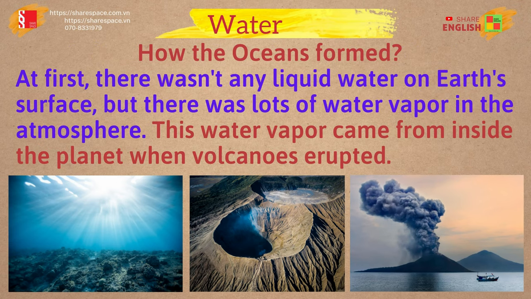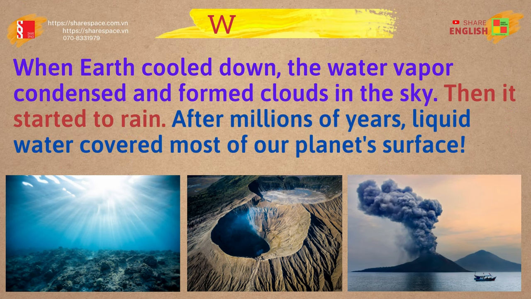How the oceans formed. At first, there wasn't any liquid water on Earth's surface, but there was lots of water vapor in the atmosphere. This water vapor came from inside the planet when volcanoes erupted. When Earth cooled down, the water vapor condensed and formed clouds in the sky. Then it started to rain. After millions of years, liquid water covered most of our planet's surface.